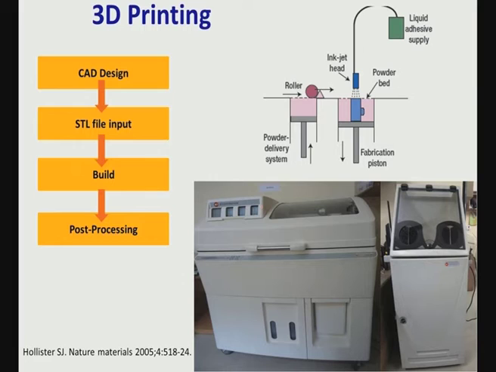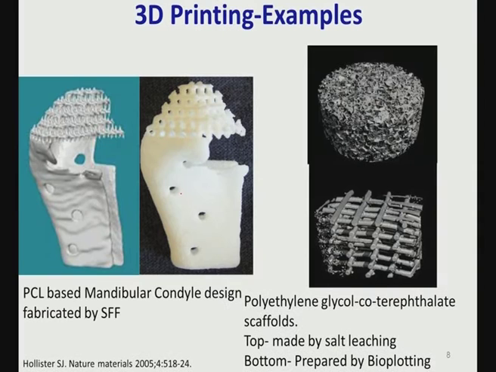Now, in the 3D printing technique, again you start with a CAD design, that is computer aided design. You make the stereolithography file as an input file, then you have a build piston and post processing. In the build piston and post processing, what you see here is how this structure is being built and then further how it will take a particular concept.